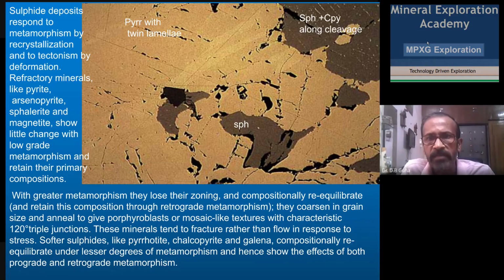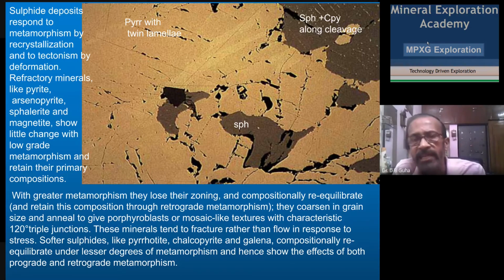Refractory minerals like pyrite, arsenopyrite, sphalerite, magnetite, etc., show little change with low-grade metamorphism and retain their primary compositions. But with higher grades of metamorphism, they change. With greater metamorphism, they lose their zoning. Arsenopyrite changes to loellingite, and these things happen at a higher temperature, and they compositionally re-equilibrate and retain this composition through retrograde metamorphism.